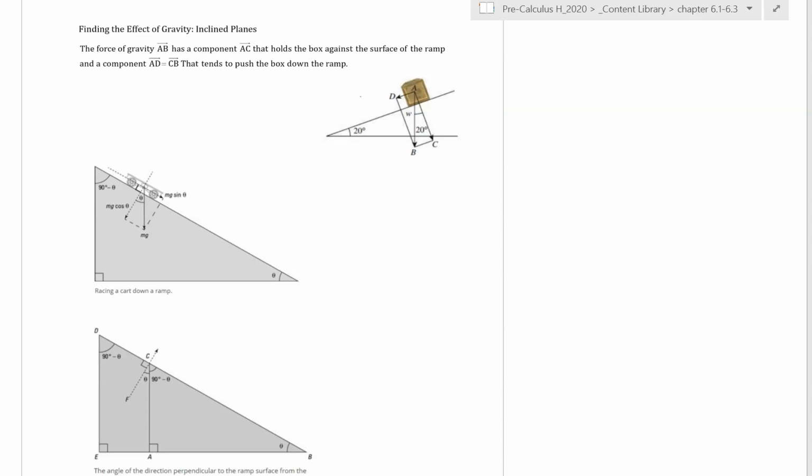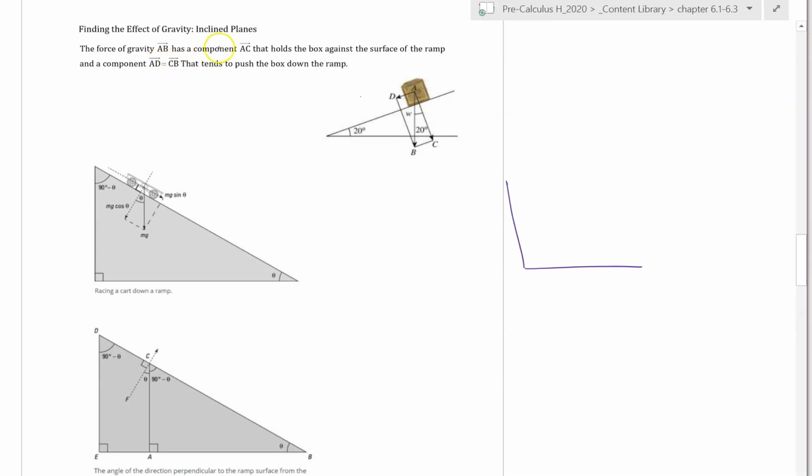Now, what's confusing is that when we have an incline, we're thinking of x's and y's, horizontal and vertical, but now it's on an incline. So that's why it's a little bit confusing. So let's first of all just think about what types of questions they might ask us.